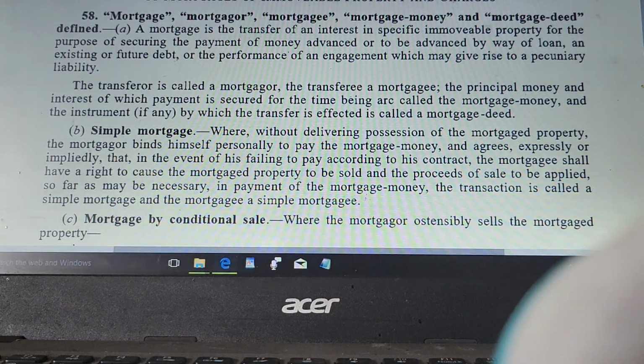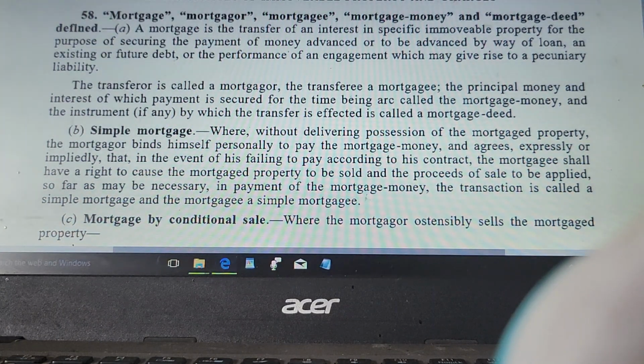(b) Simple mortgage. Where, without delivering possession of the mortgaged property, the mortgagor binds himself personally to pay the mortgage money, and agrees expressly or impliedly that in the event of his failing to pay according to his contract, the mortgagee shall have a right to cause the mortgaged property to be sold and the proceeds of sale to be applied, so far as may be necessary, in payment of the mortgage money, the transaction is called a simple mortgage, and the mortgagee a simple mortgagee.